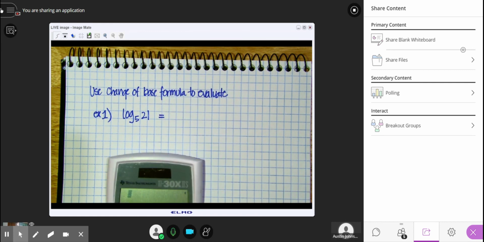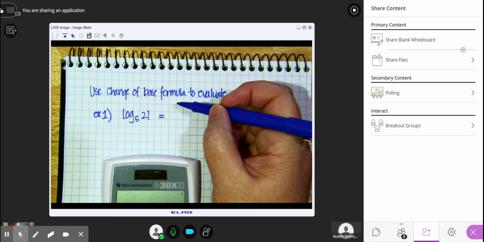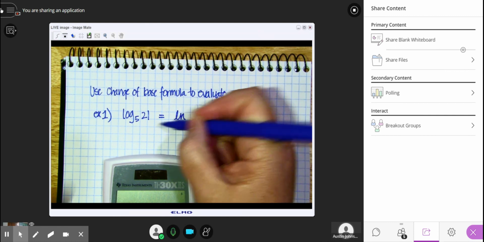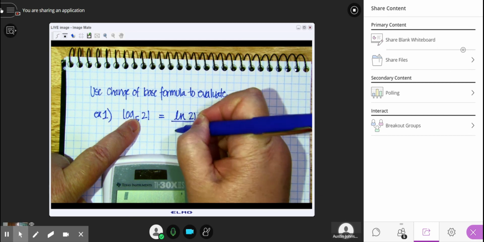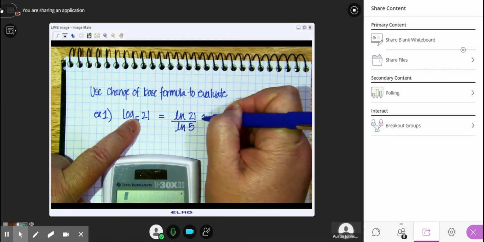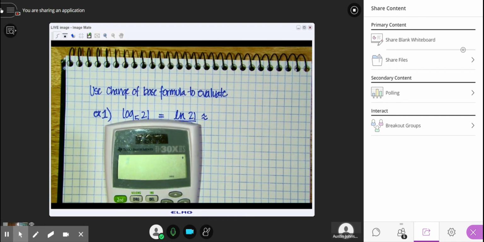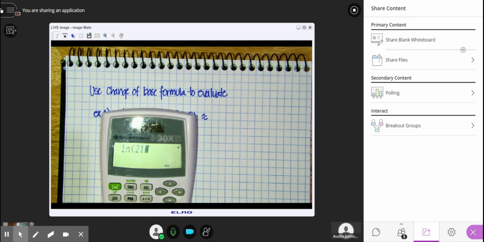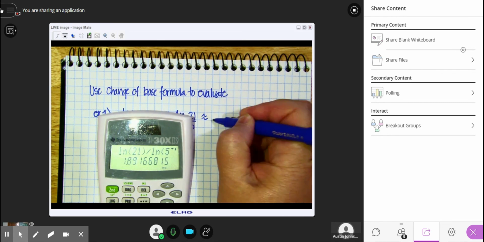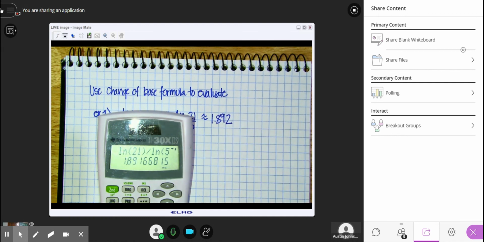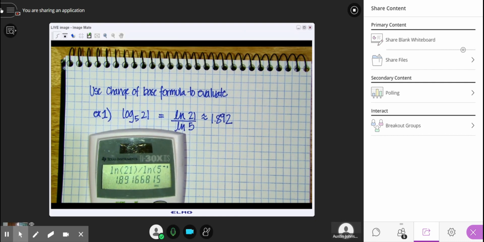So what we do is we change the base. And you can use an ln of 21 divided by an ln of 5, natural log. So all I do is on my calculator, I do an ln 21 and I divide that by an ln of 5 to get a 1.892, if they want 3 places. Notice I knew that this answer was going to be between 1 and 2. And since 5 squared is 25, I was pretty sure it was going to be closer to 2.